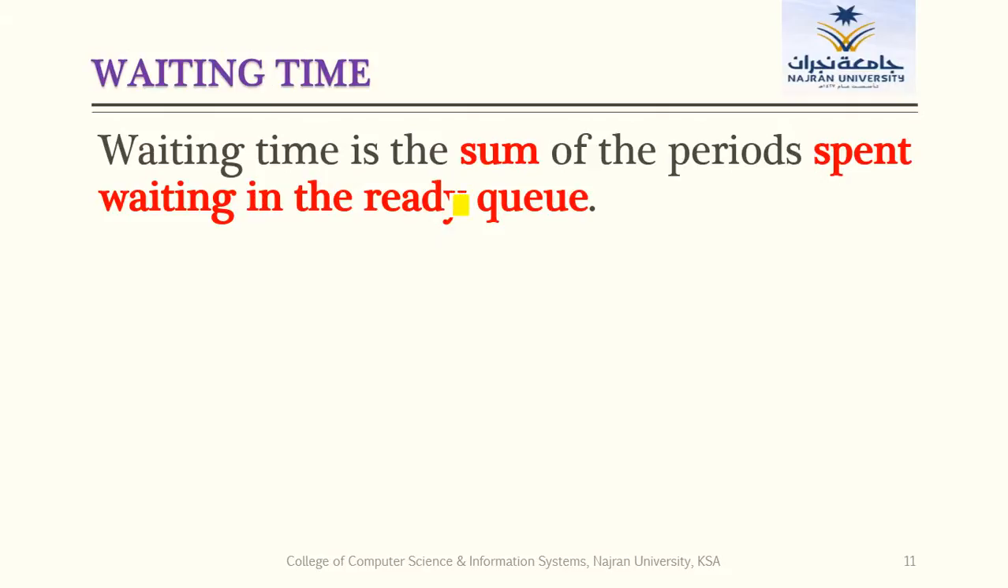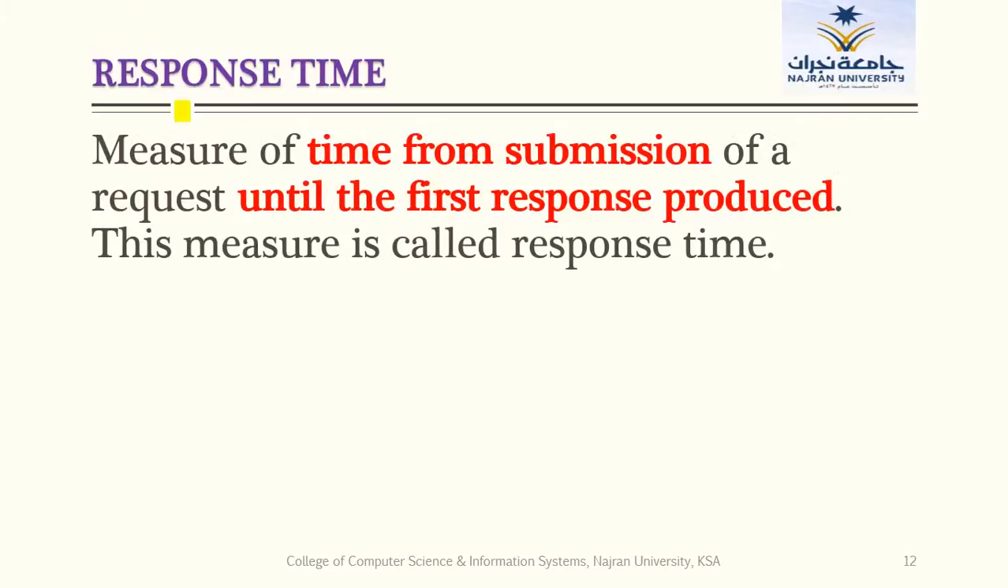Then we have waiting time. Waiting time is the sum of the periods spent waiting in the ready queue. How much time it spent waiting in the ready queue, this will be the waiting time. And the last one is the measure of the time from submission of a request until the first response is produced. It is called response time. When you have submitted a process and when it gets the first response, the measurement of this time is called response time.